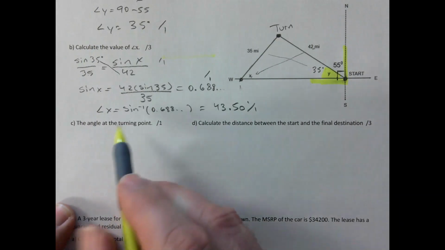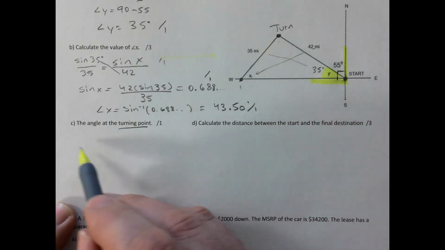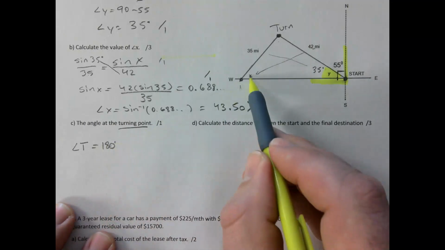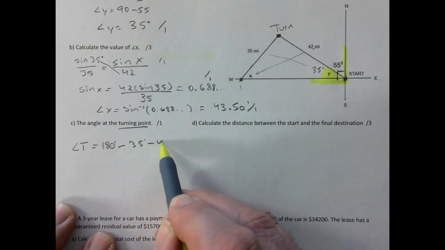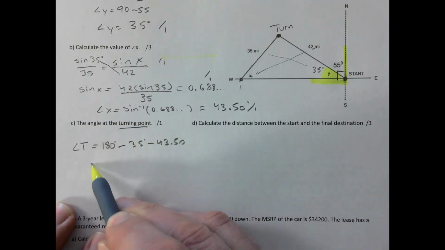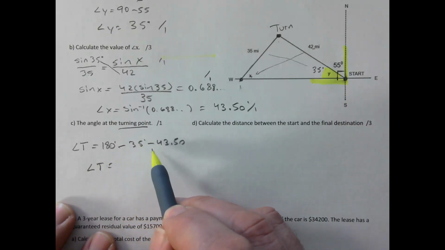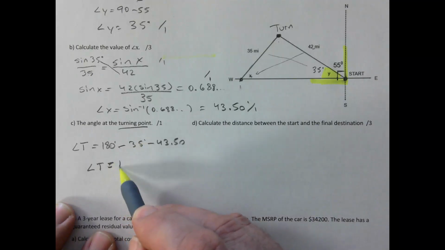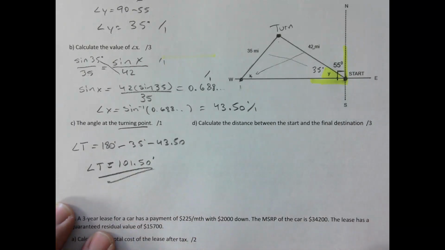The angle at the turning point, we want that angle up there. Let's call it angle T. And we've got two angles already. We've got this one and this one. So we're just going to go minus 35, minus 43.50. So you get to score this one here if you're doing the steps. You still score no matter what happened above. 101.50. Obtuse triangle, right?